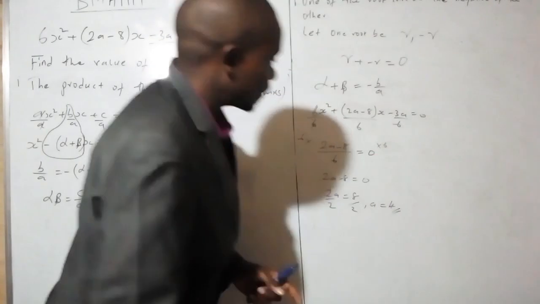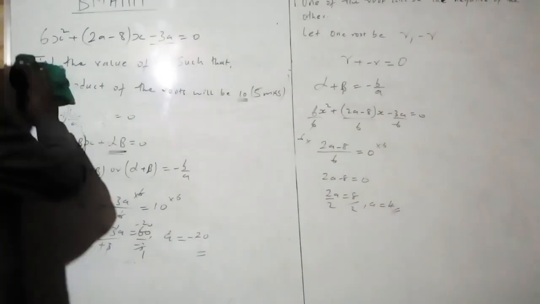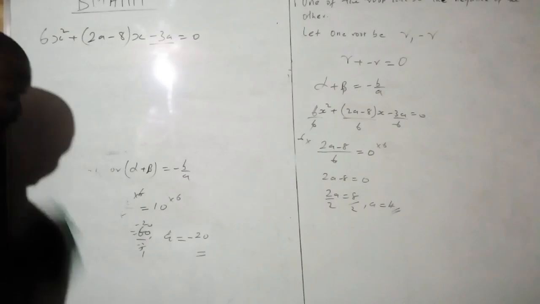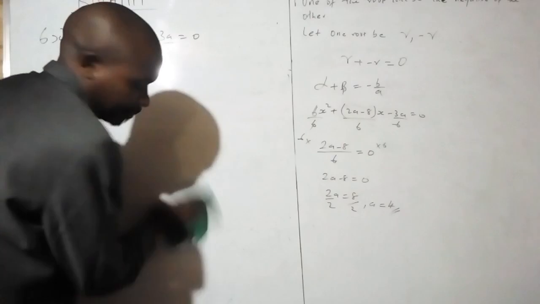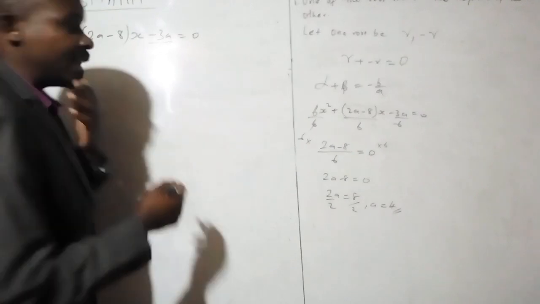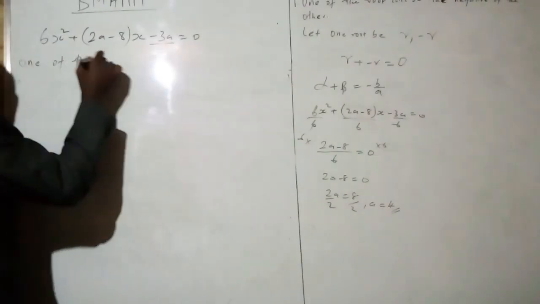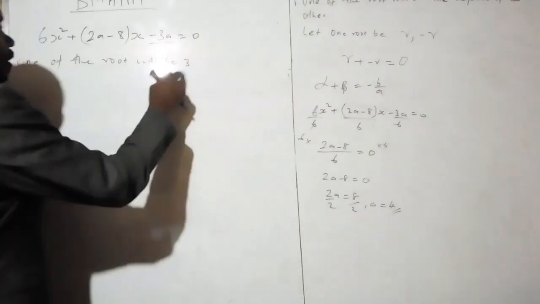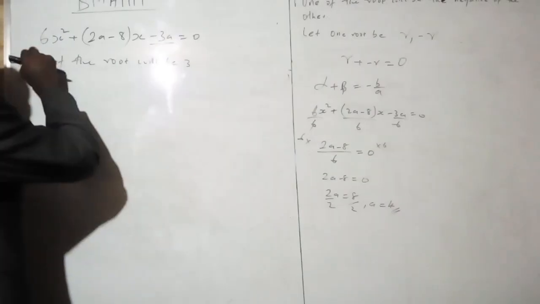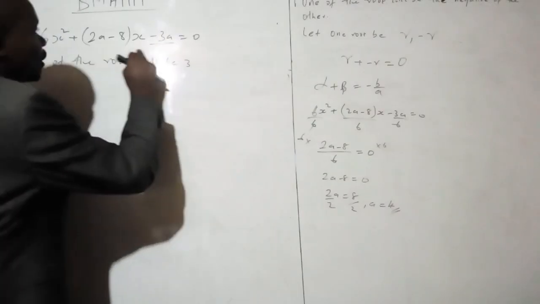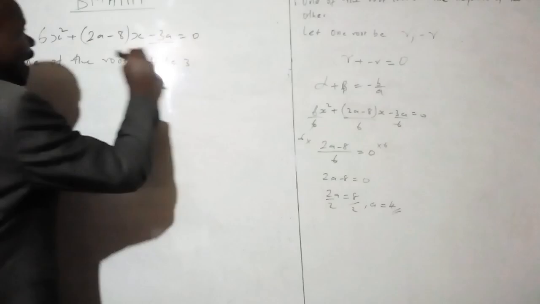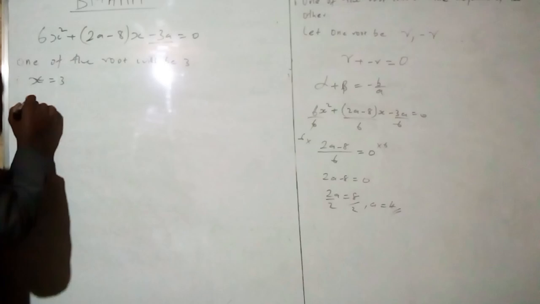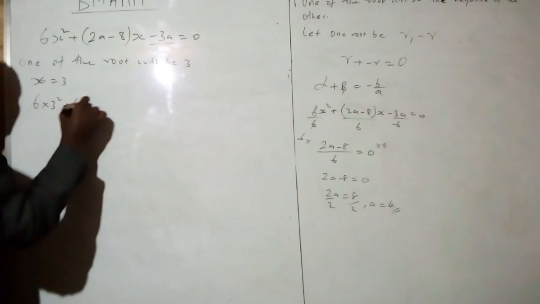Allow me again to wrap this part up to proceed to the final one. I will be told one of the roots will be 3. If one of the roots will be 3, we are going to come back to this equation. Then we have x as 3. When we have x, we substitute with 3. And we start: 6 times 3 squared plus (2a minus 8) times 3 minus 3a is equal to 0.